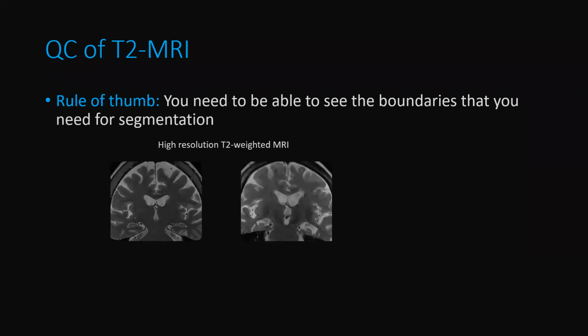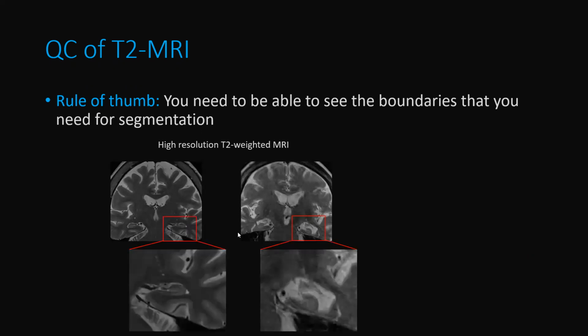So here I show you two MRI scans, just to give you two examples, with the zoom in of the left MTL. And I hope you can agree that on the left, you can see all the borders that you need, but not on the right. It's very fuzzy. You cannot really see a lot. So I would keep the left and exclude the right.